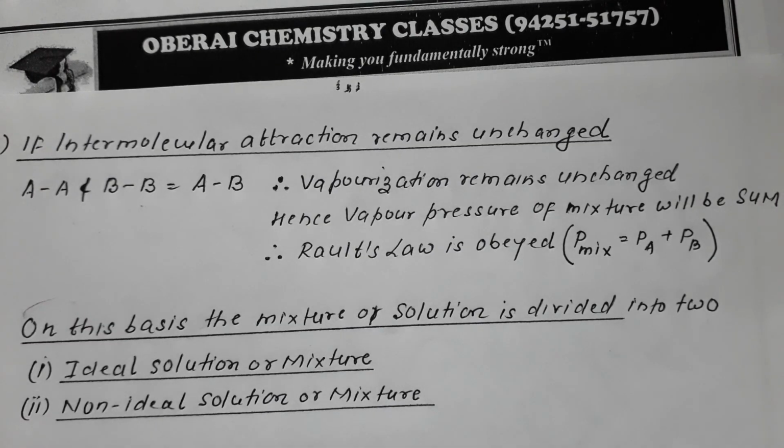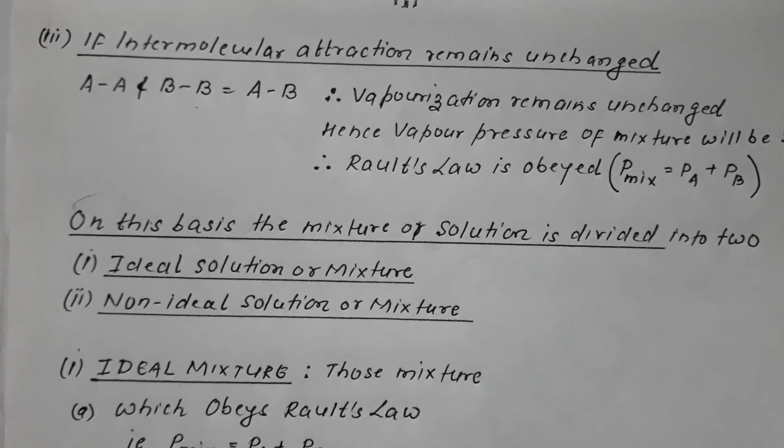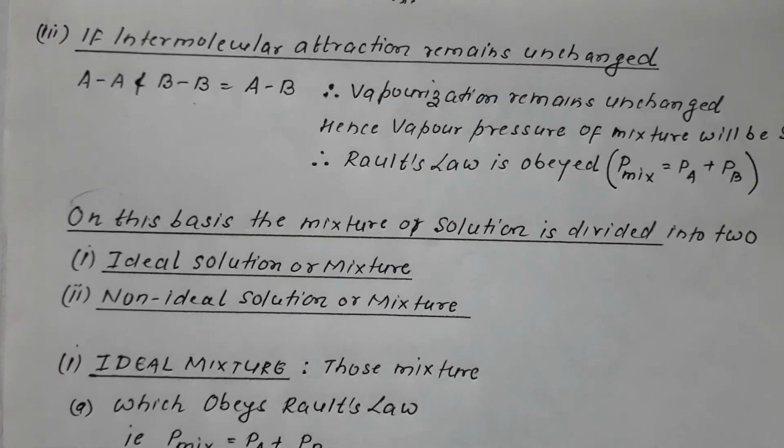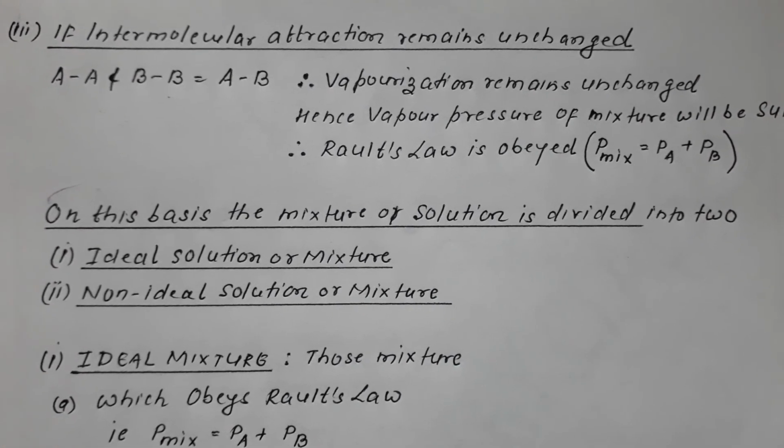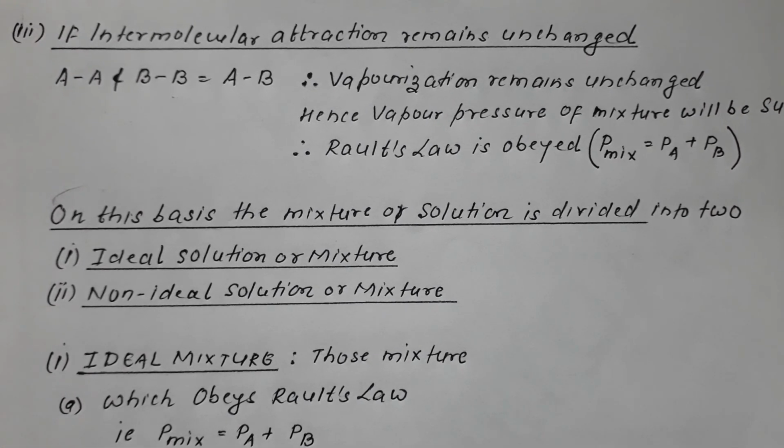Now there could be a third possibility. So let us discuss the third possibility. The first possibility was that on adding two components, intermolecular attraction increases. The second possibility is that on mixing two components, intermolecular attraction decreases. Now the third possibility is that when two components are mixed together, there may not be any change in the intermolecular attraction.